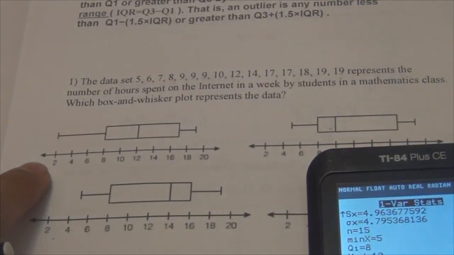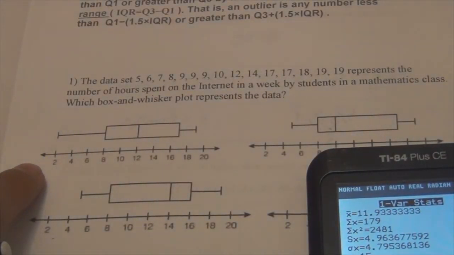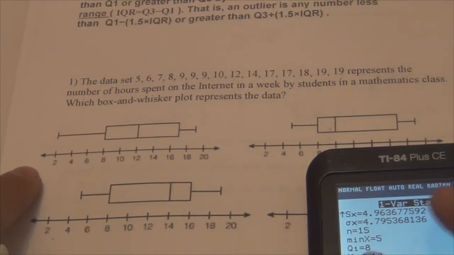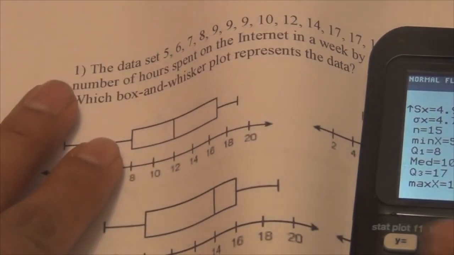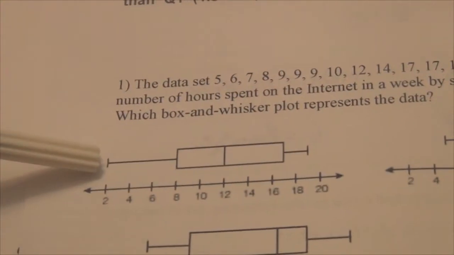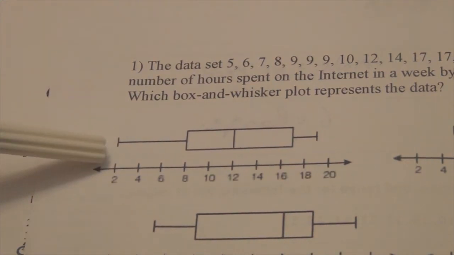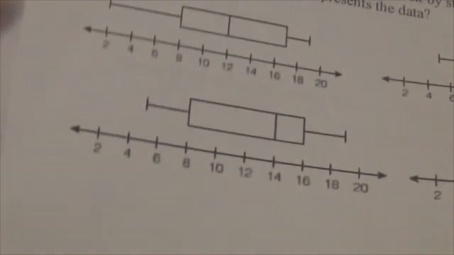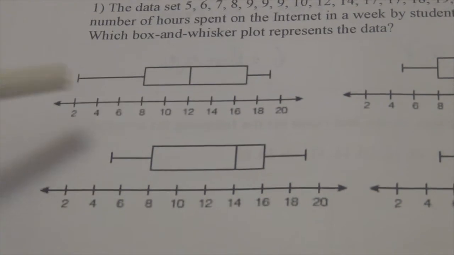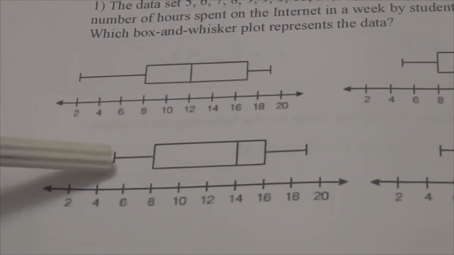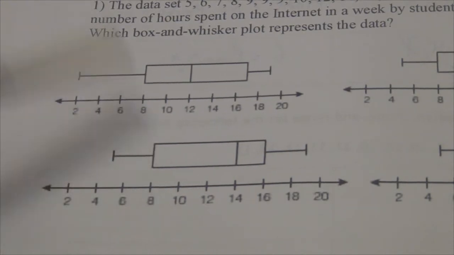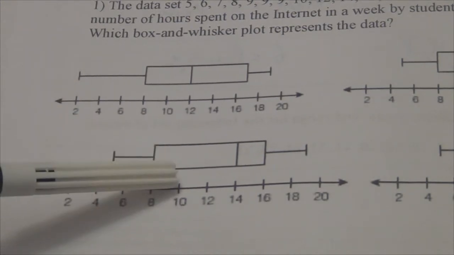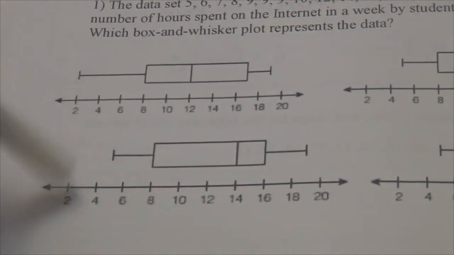And now let's see, what is the minimum? The minimum is 5. Okay, so let's take a look at each individual one. Is the minimum 5 over here? No. Okay. Is the minimum 5 over here? Yeah. Is quartile number 1 8? Yeah. Is quartile number 2 10? No. You see, it's right here. It's 14. So then this is not. Let's take a look at the other one.